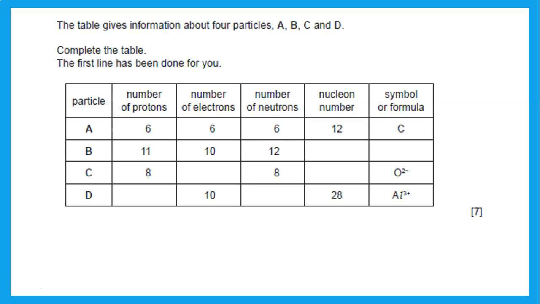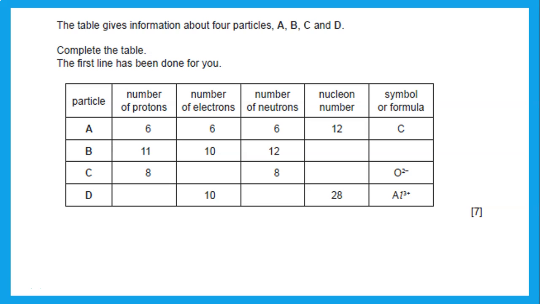Okay, we have 4 particles, A, B, C, D. Complete the table. It has number of protons, number of electrons, number of neutrons, nucleon number. We said, what is nucleon number? Nucleon number is the same as mass number, which is protons plus neutrons. So remember, nucleon number is protons plus neutrons. Okay, so he already did A for me.